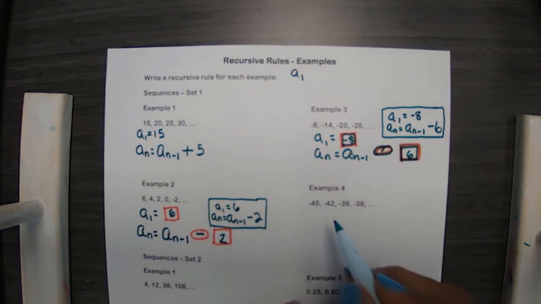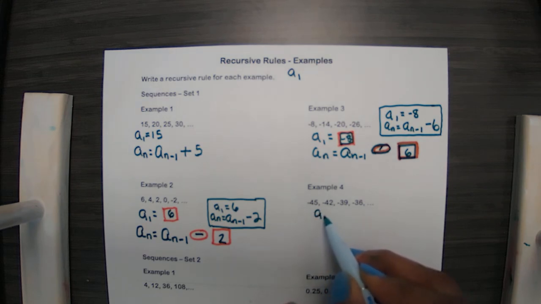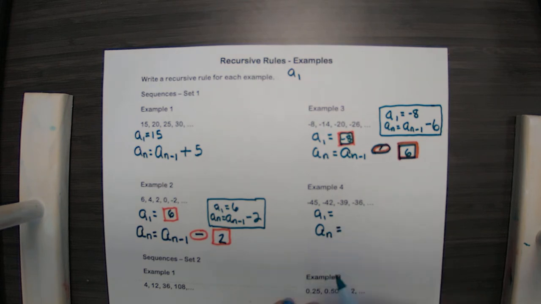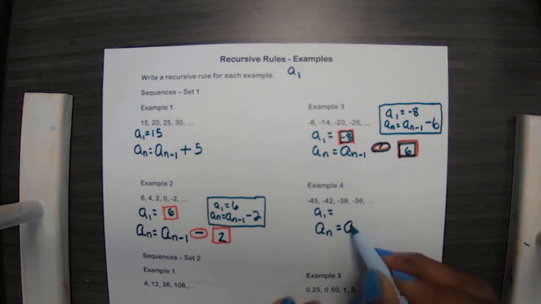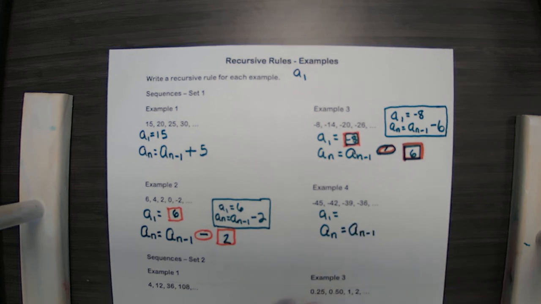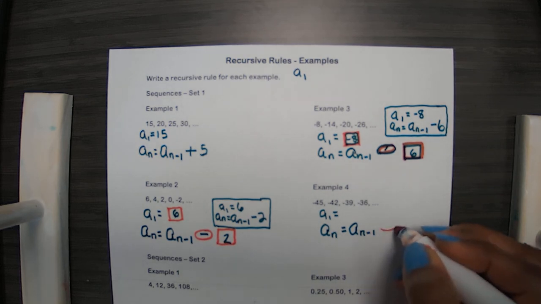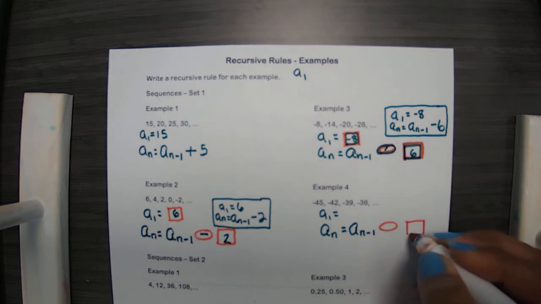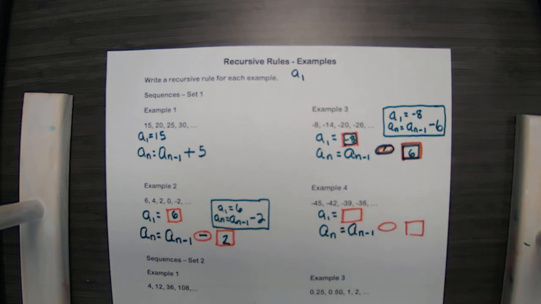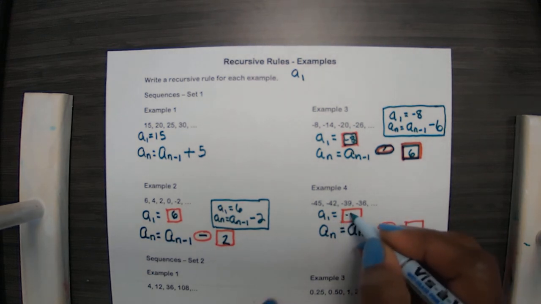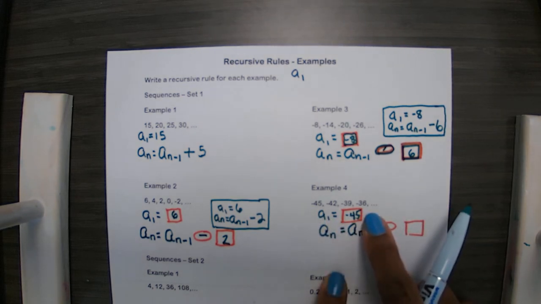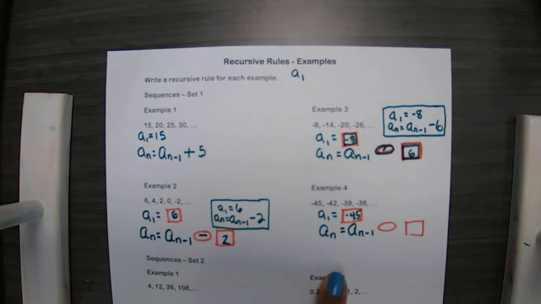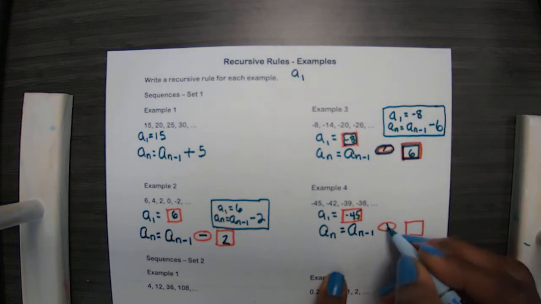Now, let's go to the next one. You're going to tell me what you're starting with. Then, we're going to write how we're going to find the next term, and the way we do that is we start with the previous term. Then you're going to tell me what you're doing and what number you're doing it with. The first term is negative 45. Here I'm going closer to 0. I'm going up the number line, so I am adding 3.